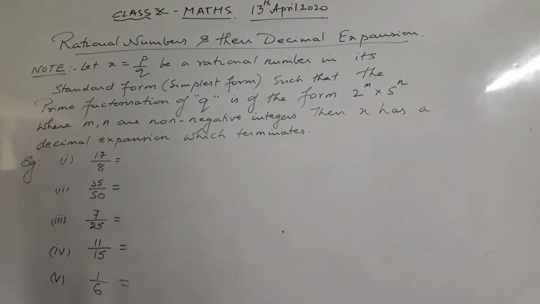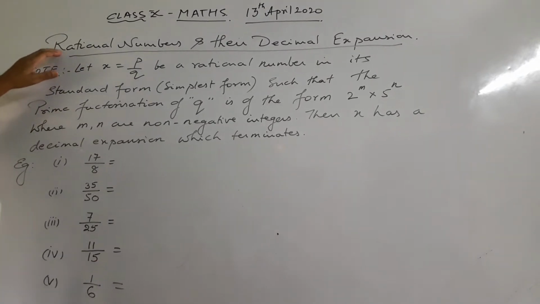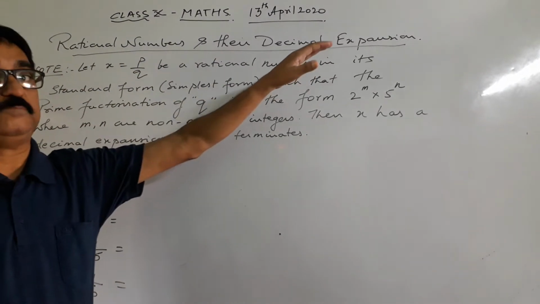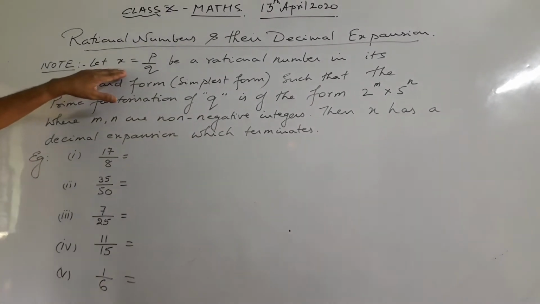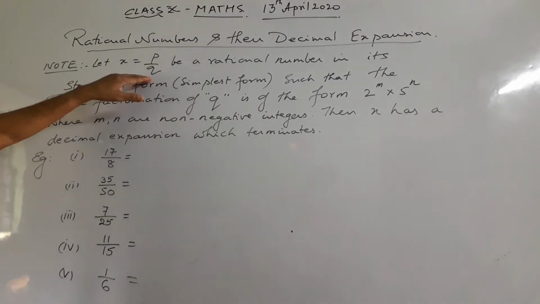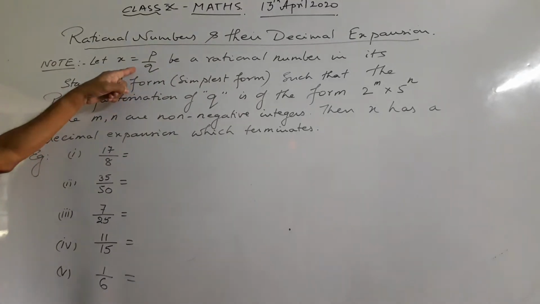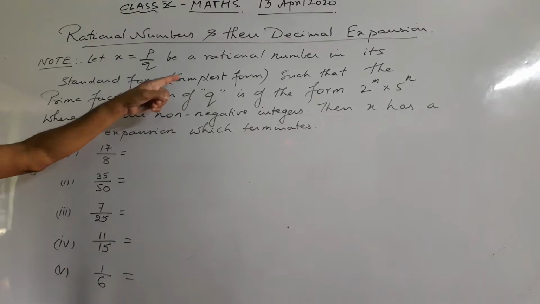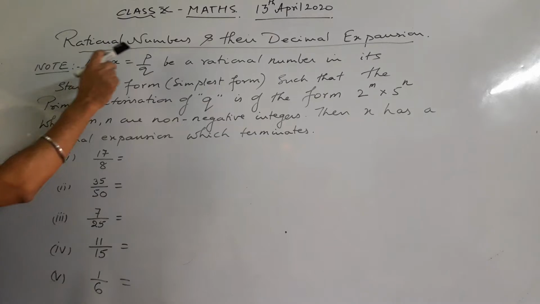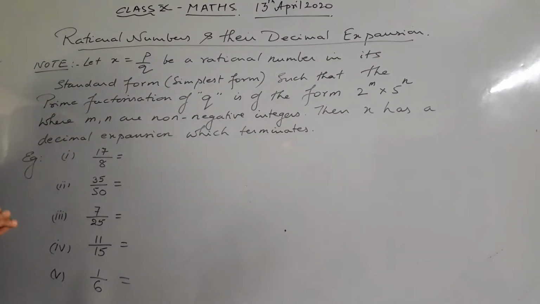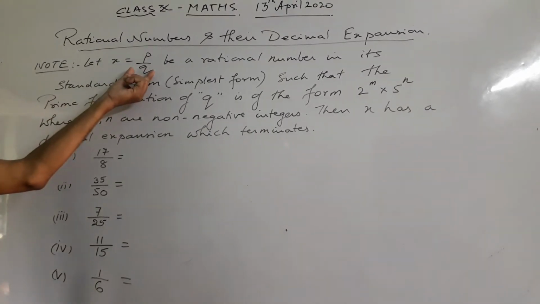Now let's start with today's last topic of the first chapter of real numbers, that is rational numbers and their decimal expansion. Now let x be any rational number p by q, and it should be in standard form. That rational number must be in a standard form. Standard form means in the simplest form, such that the prime factorization of the denominator q only. I am talking only about the prime factorization of the denominator q.